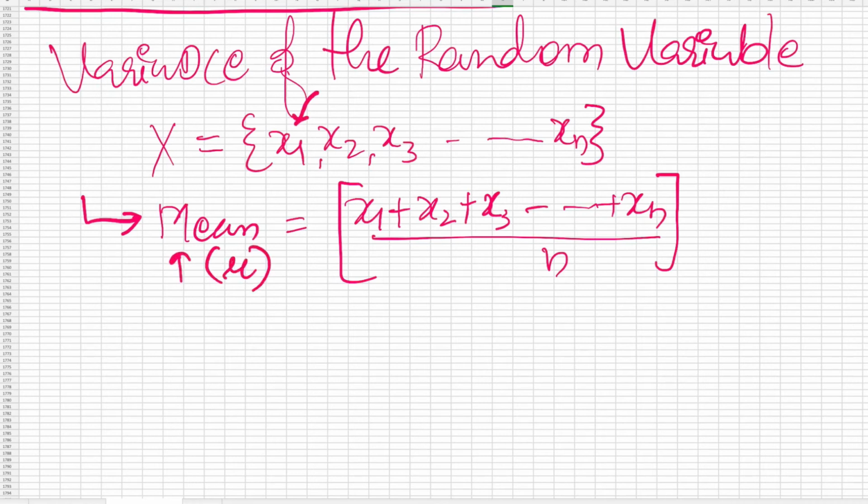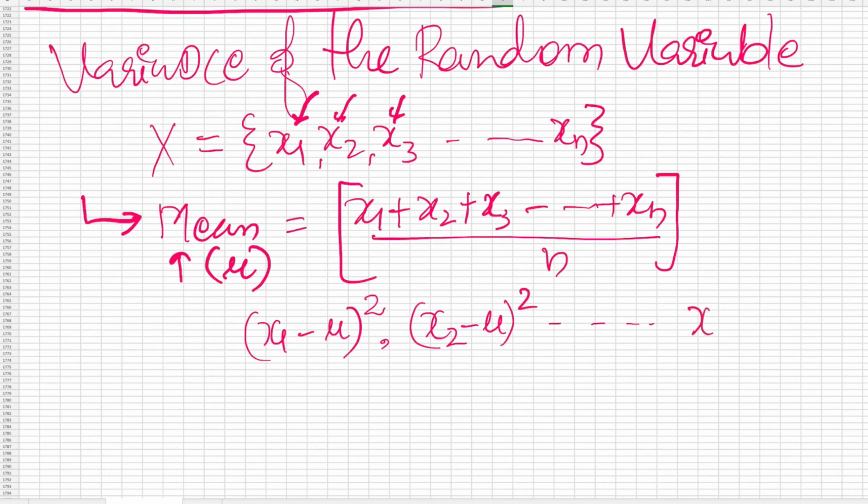Let's call this mean mu. So we need to find the deviations of all the different data points of the data set. The first deviation from the mean would be x1 minus mu, and its square. In the same manner, x2 minus mu and its square, and like that we have to calculate the square of the deviation for each data point. So we have xn minus mu and its square.